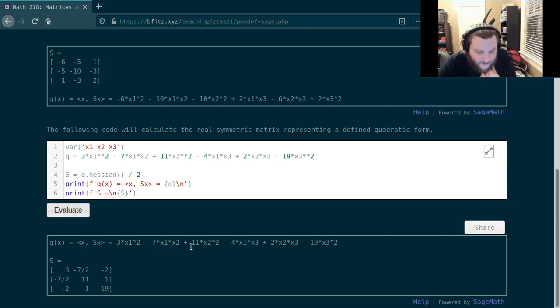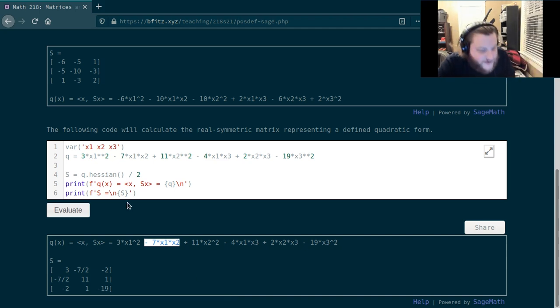Let's just verify that this makes some sense. Let's see here. We had negative 7 times x1, x2. That means half of negative 7 should be in the 1, 2 position. So I get a negative 7 halves. And the other half should be in the 2, 1 position, negative 7 halves here. So again, the first cell gives you the quadratic form given the symmetric matrix. This code gives you the symmetric matrix if you provide the quadratic form.